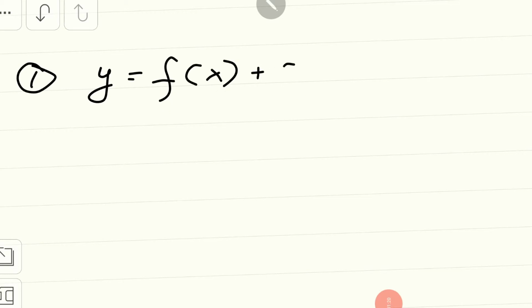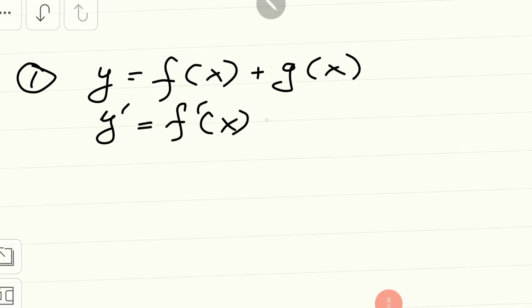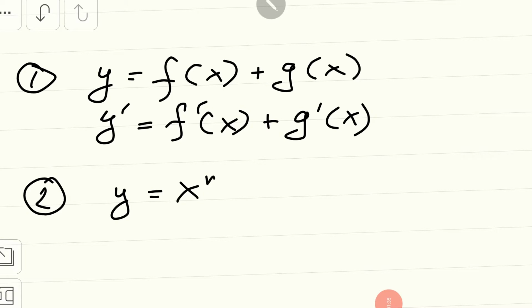Hello, I would like to give you all basic differentiation rules, show you some examples, and then we'll solve them with a Python script. So the first rule is the sum rule, which tells you that the derivative of the sum of two functions f and g will equal the sum of the derivatives of these functions. So y prime will equal f prime plus g prime.